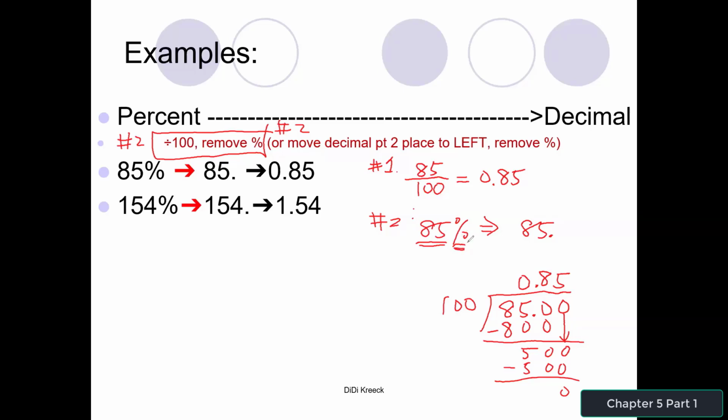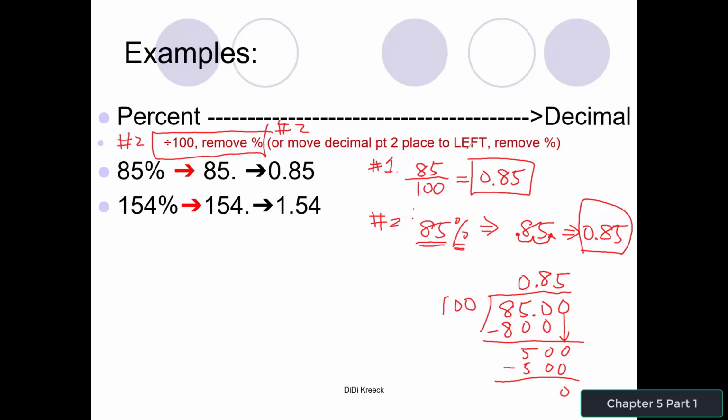And when we are dividing, we are moving the decimal point 2 places to the left. So 1 place, 2 places, okay? And then this will be our new decimal point. So there's no preceding whole number, right? So we add the whole number as 0, and then 0.85, and then remove the percent symbol. So this will be method number 2.